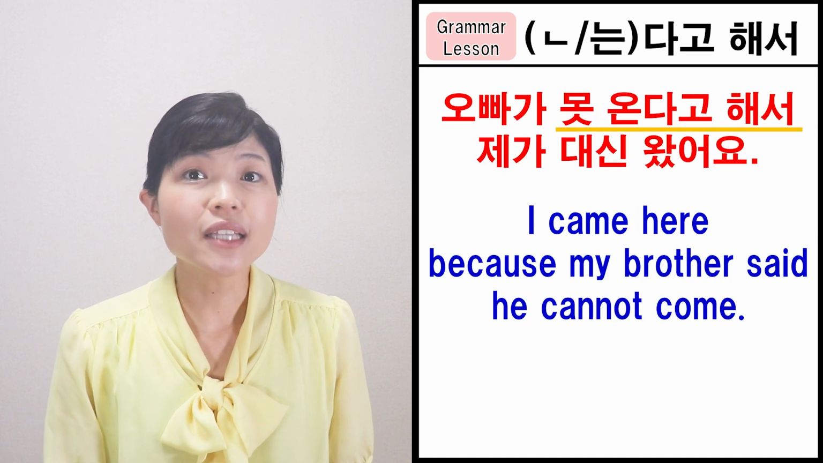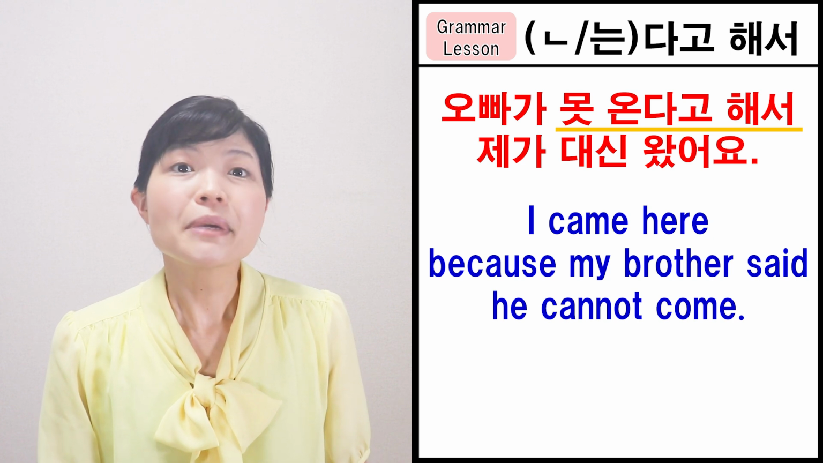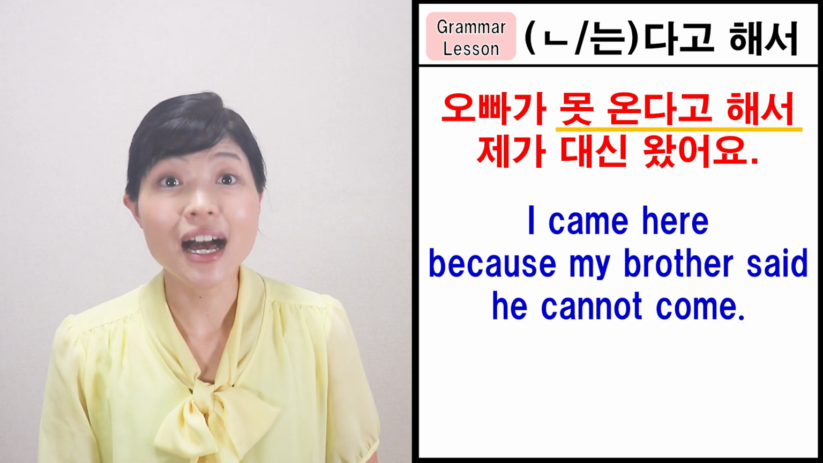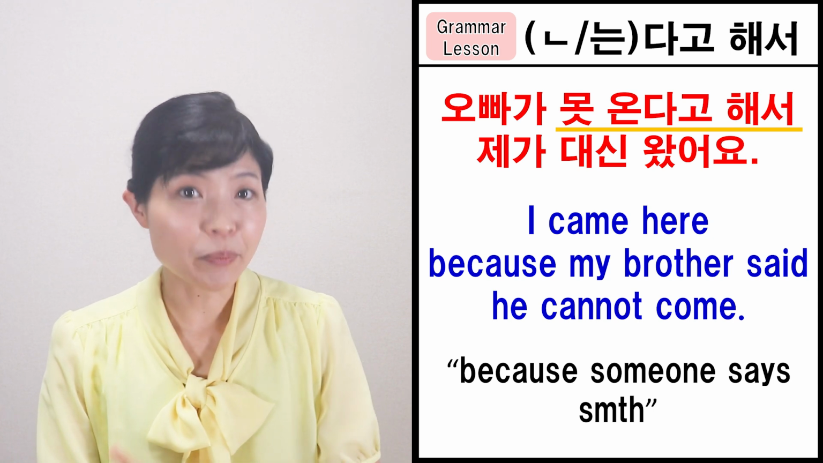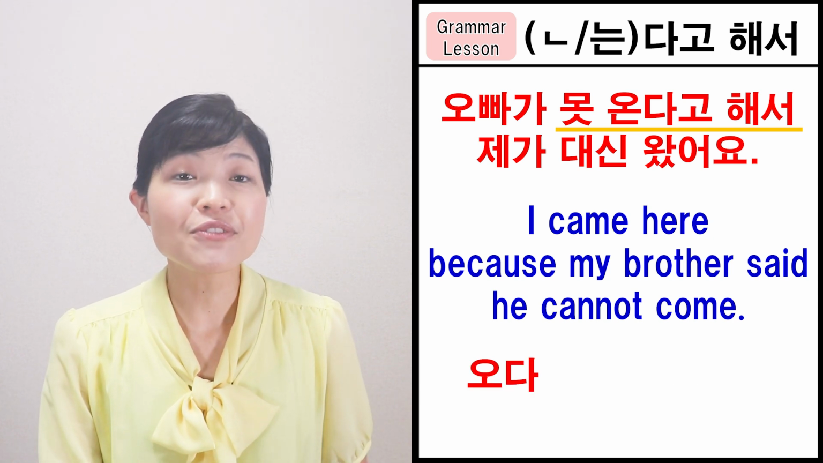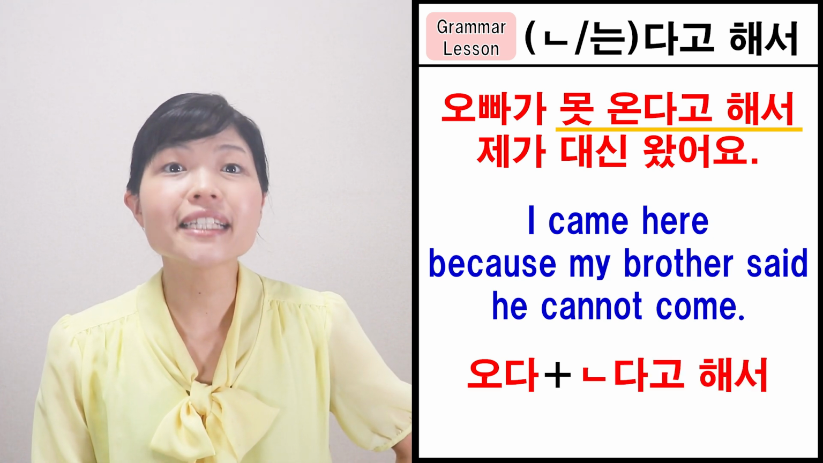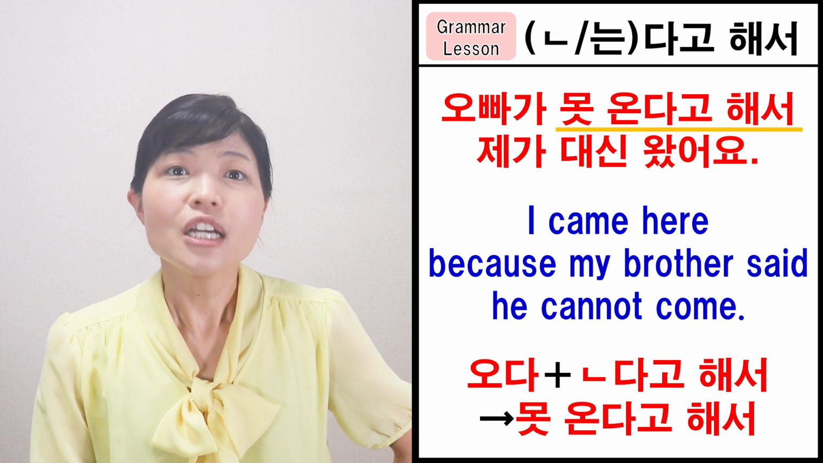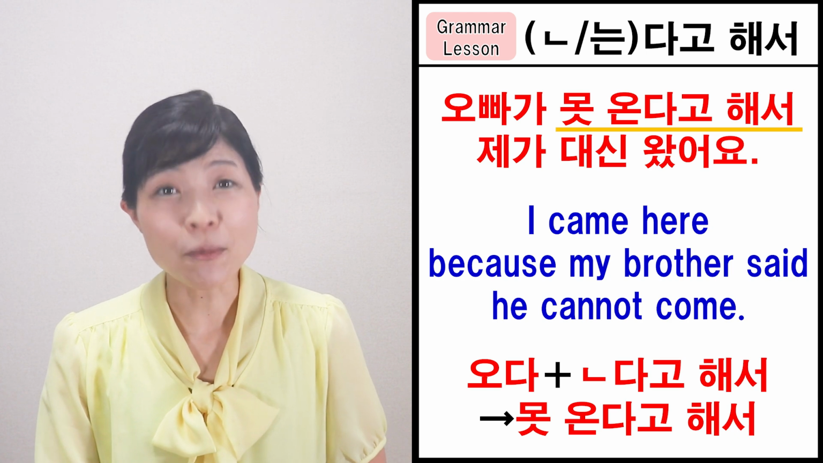오빠가 못 온다고 해서 제가 대신 왔어요. I came here because my brother said he cannot come. Here, this sentence uses because someone says something. Since 오다 does not have a final consonant, you attach 니은다고 해서 to make 못 온다고 해서 because my brother said he cannot come. Let's see another example.